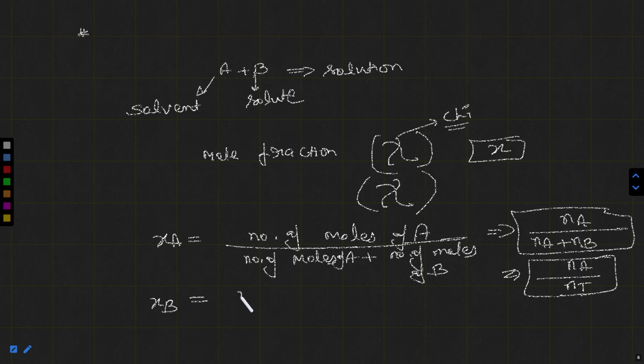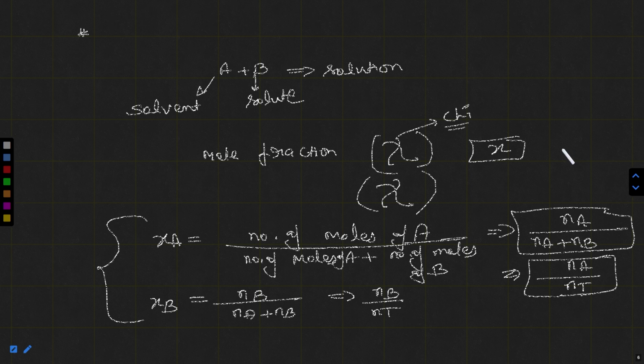Xb is nothing, that is Nb divided by Na plus Nb, because we have a two component solution, it means binary solution, or you can write Nb divided by Nt. So this is the way by which you can calculate mole fraction of A and mole fraction of B. Is there any other way?